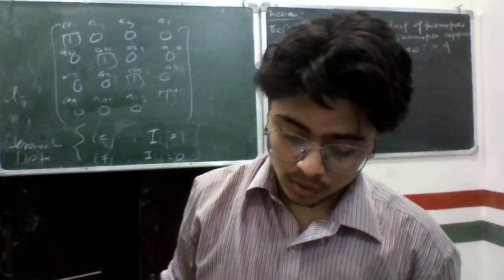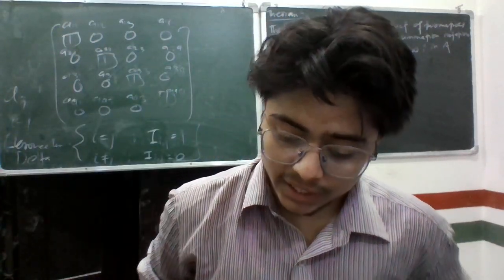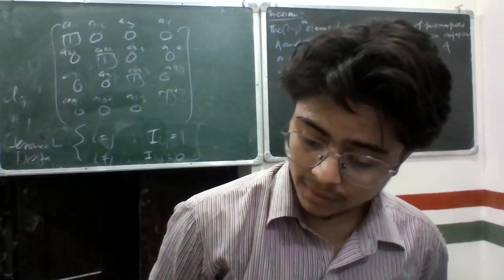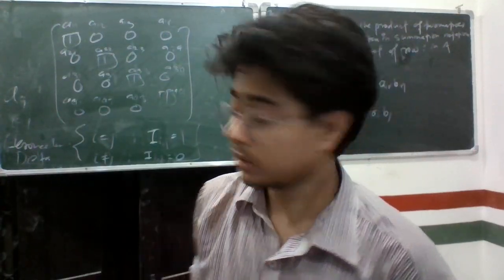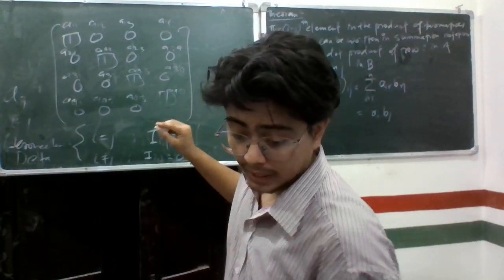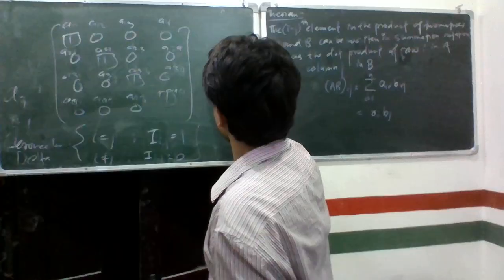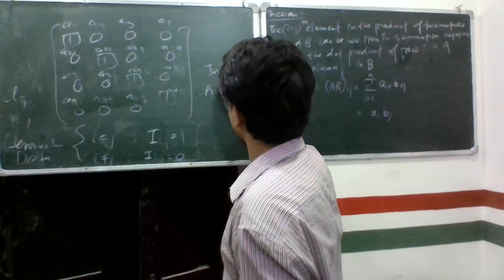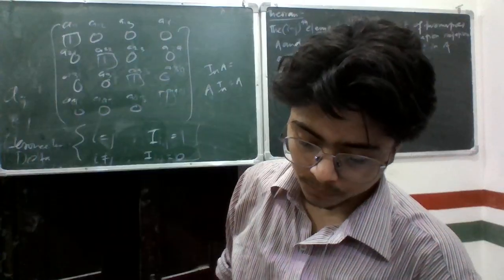Okay. Now let's see a theorem. For any n by n matrix A, we have InA equals AIn equals A. It says that if we have any n by n matrix, then InA equals AIn equals A. Can you prove this?